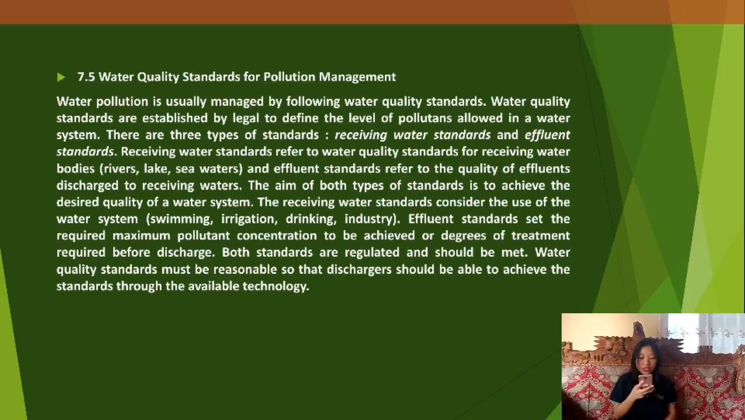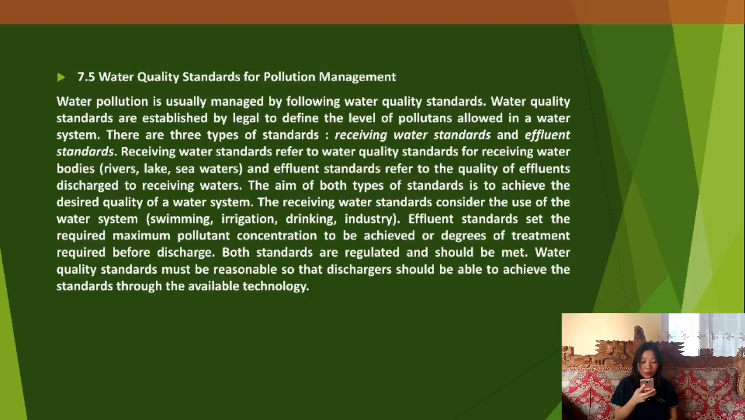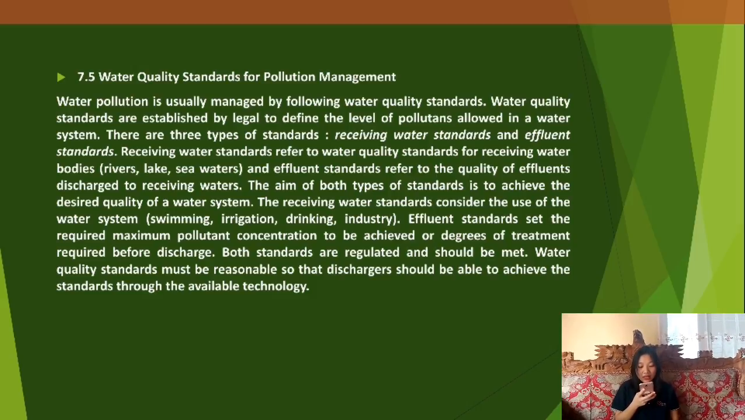7.5 Water quality standard for pollution management. Water pollution is usually managed by following water quality standards. Water quality standards are established by law to define the level of pollutant allowed in a water system. There are two types of standard: the receiving water standard and effluent standard.